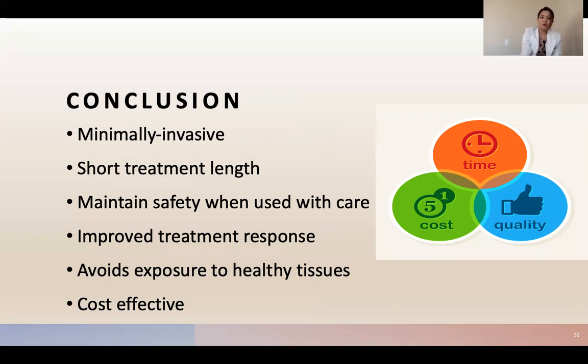So, all of these qualities of stereotactic body radiation therapy treatment in turn make SBRT an ideal treatment for non-small cell early stage lung cancers.